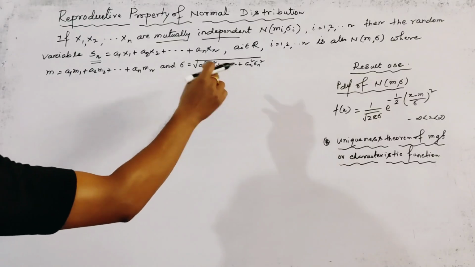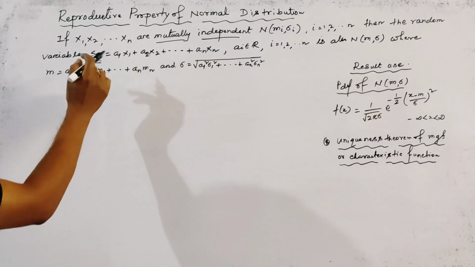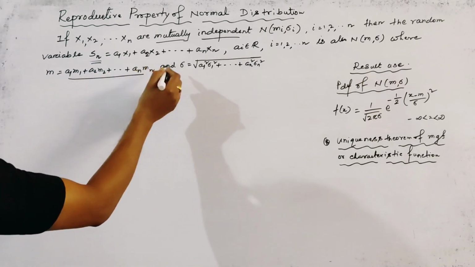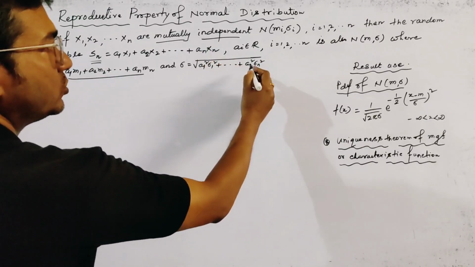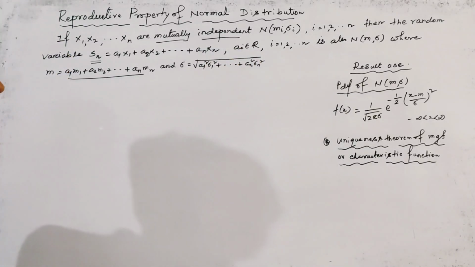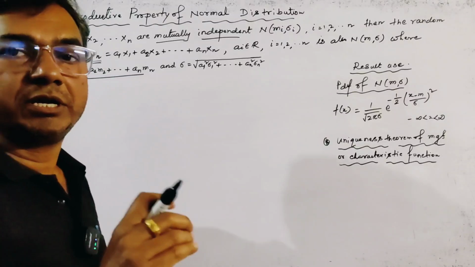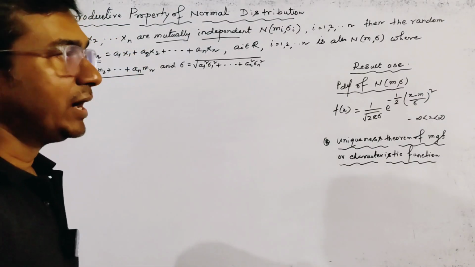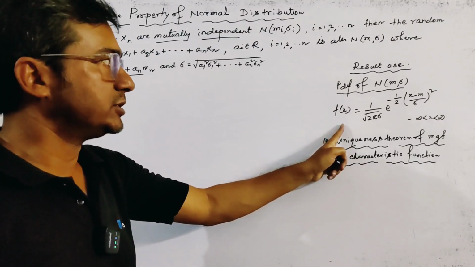But here the mean and standard deviation of this Sn, the normal distribution, are given by a1 m1 plus a2 m2 to an mn, and the standard deviation is the root of a1 square sigma 1 square plus a2 square sigma 2 square to an square sigma n square. Here we first find the characteristic function or moment generating function, either one, of the normal distribution, and for that we require the PDF of the normal(m, sigma) distribution.